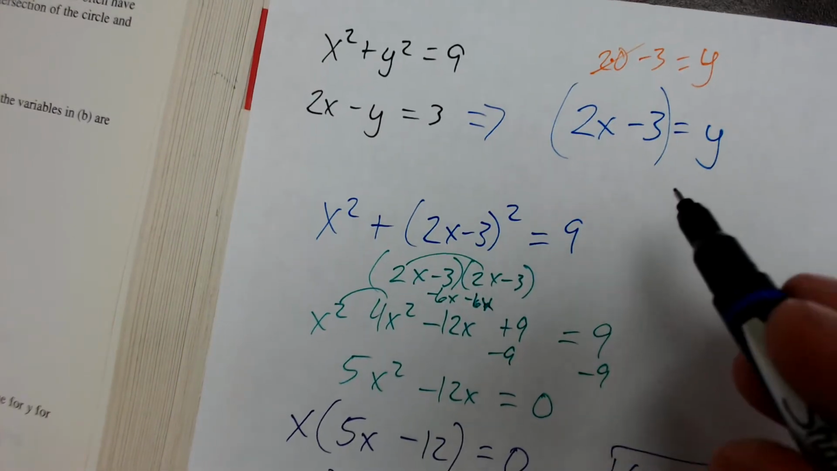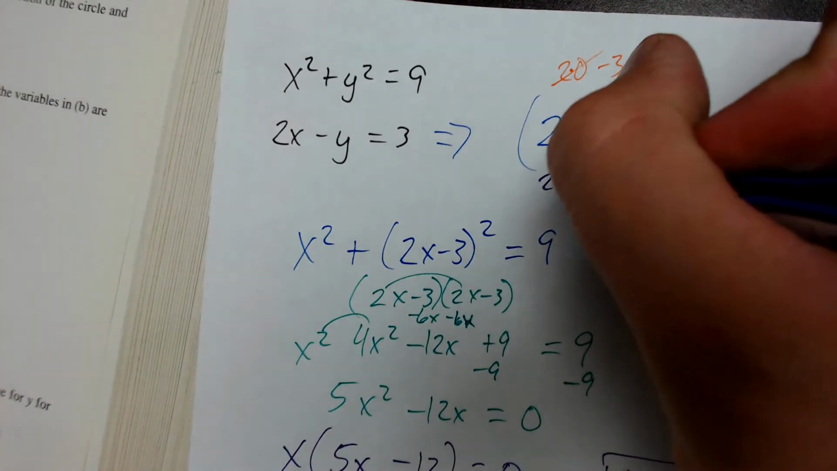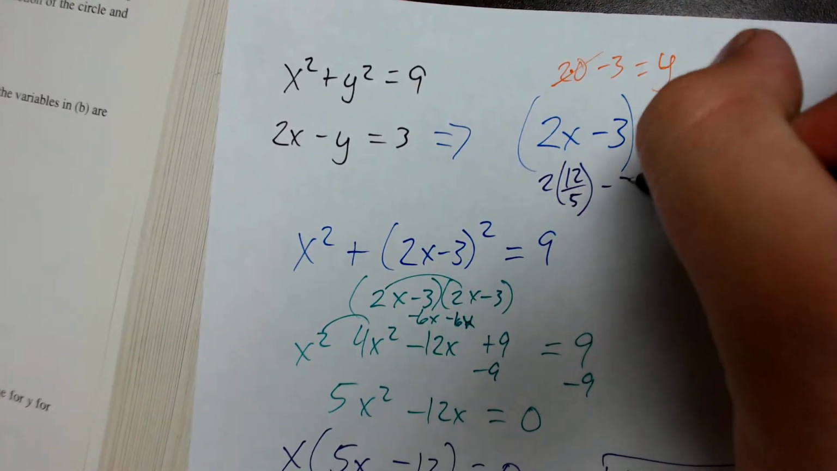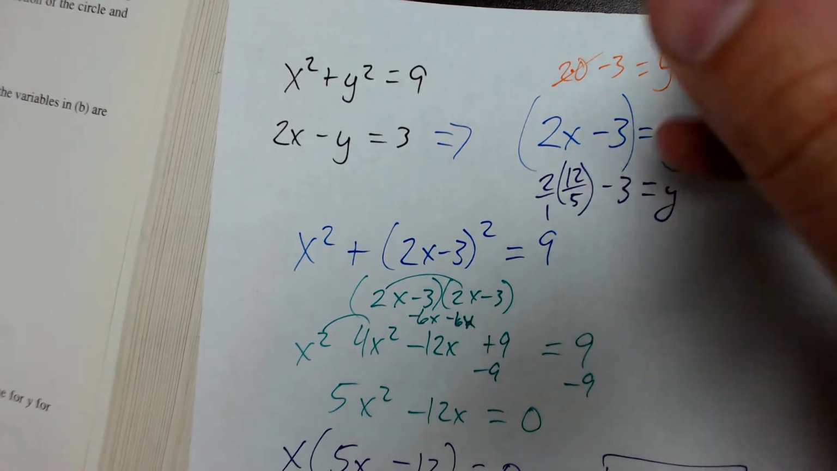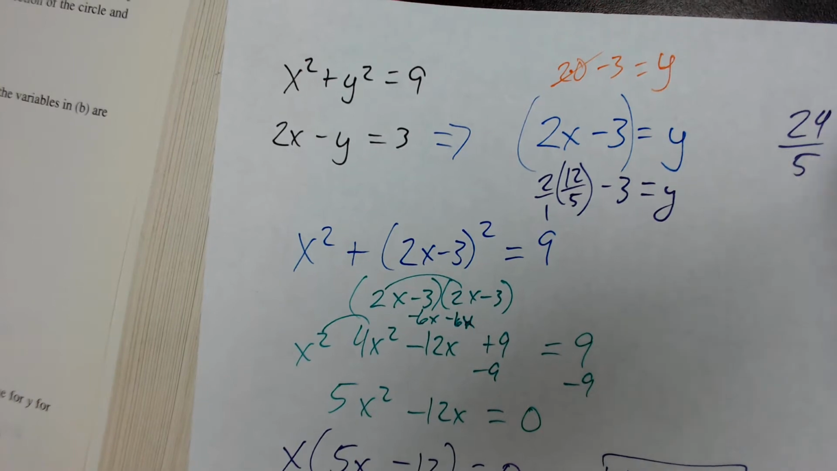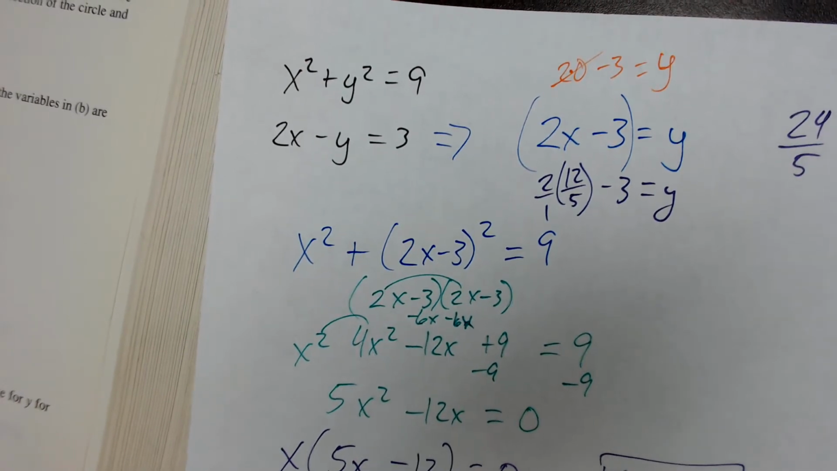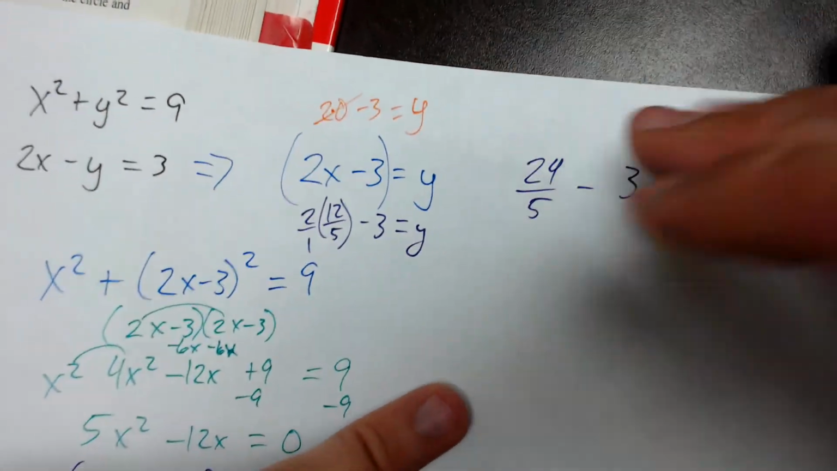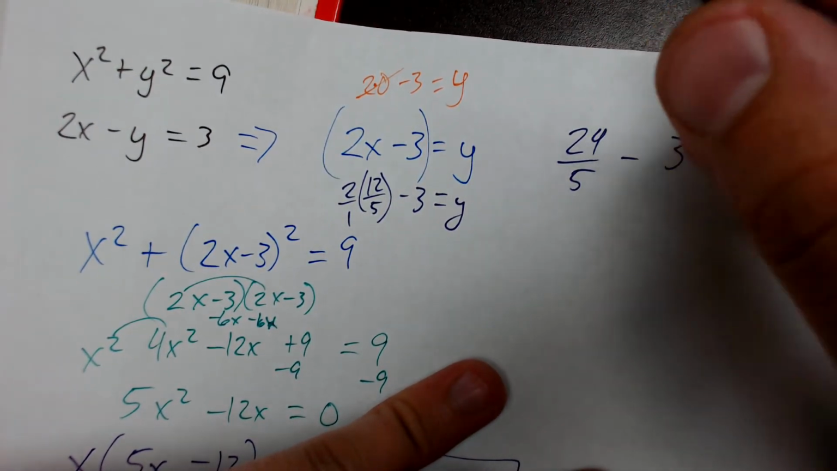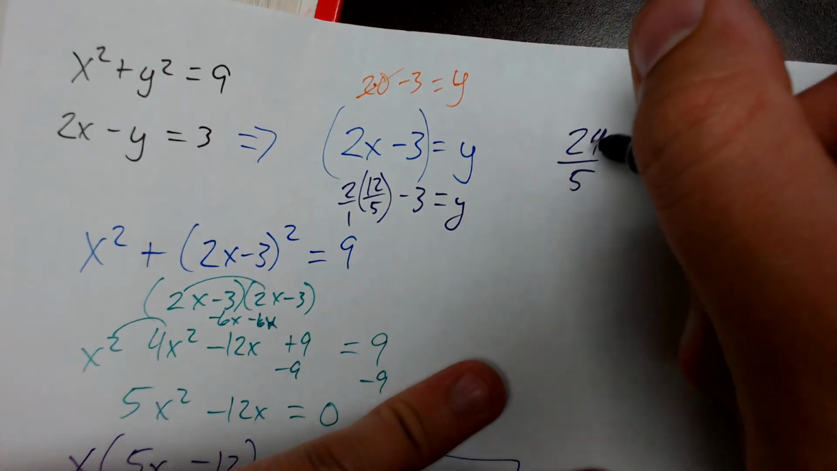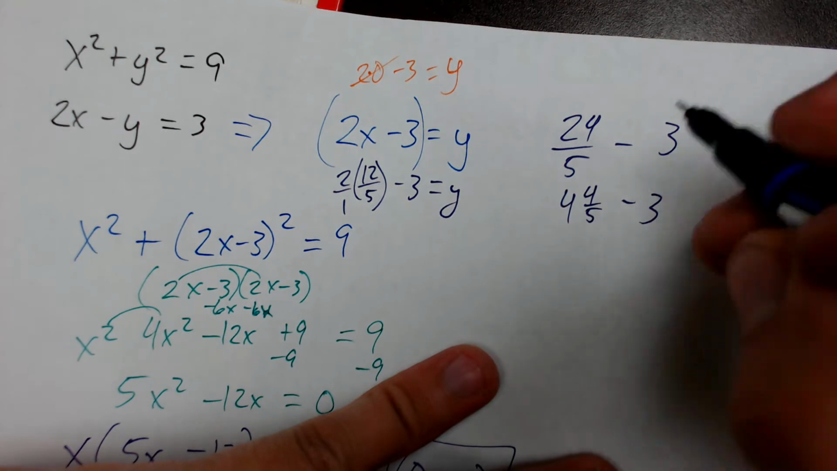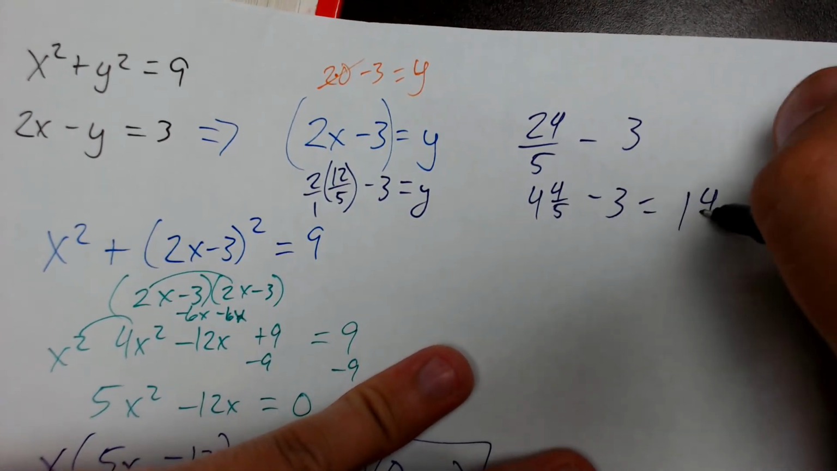Now the other answer, I have to plug in 12 over 5. So 2 times 12 over 5 minus 3 is going to equal y. 2 times 12 over 5 is 24 over 5. 24 over 5 minus 3. So I can either turn this into a fraction or this into a mixed number. I'll turn this into a mixed number. So what I end up getting is 4 and 4/5. 4 and 4/5 minus 3 is going to give me 1 and 4/5.